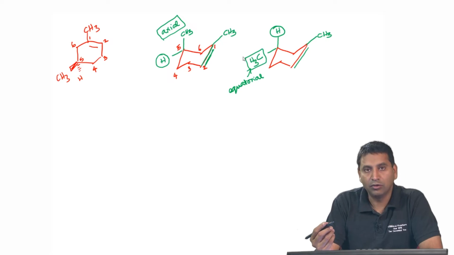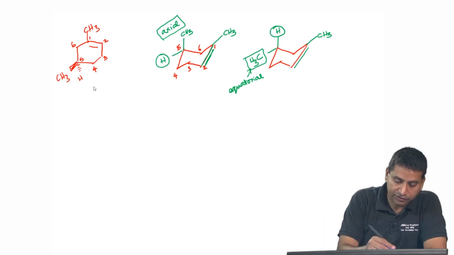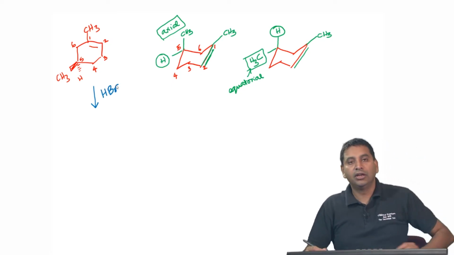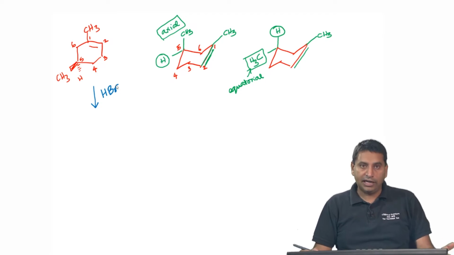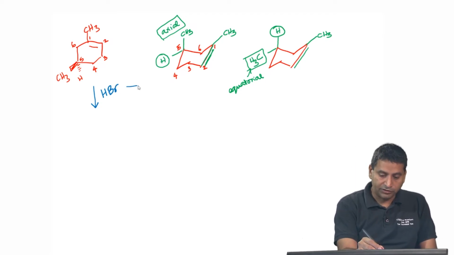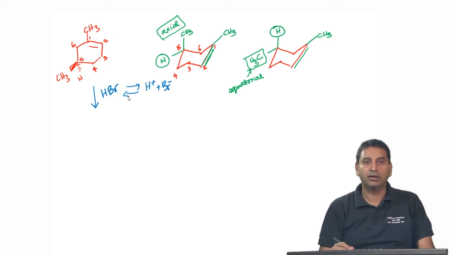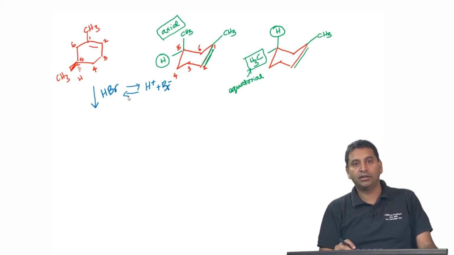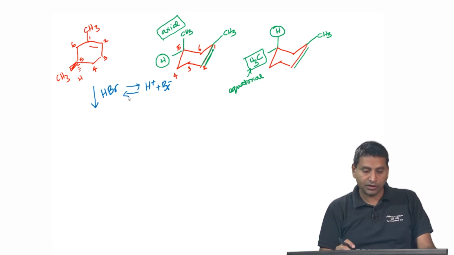Now, let us look at the reaction. The reaction that we are looking at is addition of HBr. HBr is an acid, and so one would expect that HBr would exist in solution as H+ and Br-. Maybe this is an equilibrium. We do not know what solvent we are in at this point, so we can assume that it is going to be somewhat ionized.